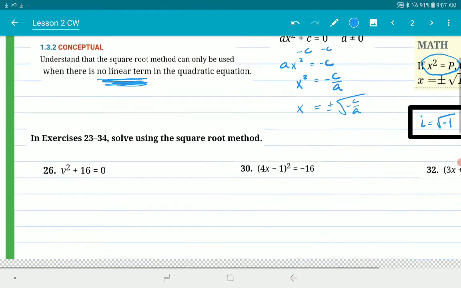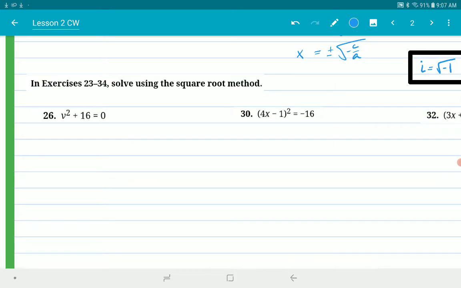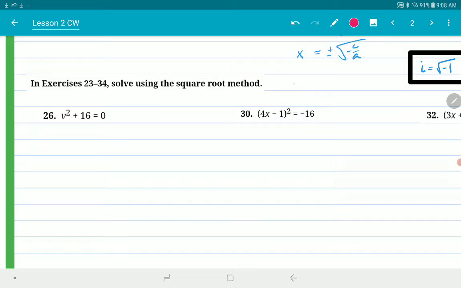So let's look at number 26 to start this example. Remember, the idea is to get the squared term alone and then take the square root of both sides. The goal is to get it in the form, I'm going to write this in red, x squared equal to something, so you can take the square root of both sides. That's our goal.